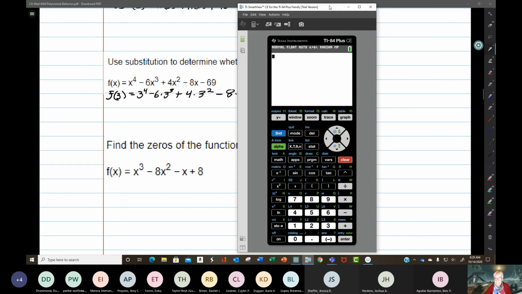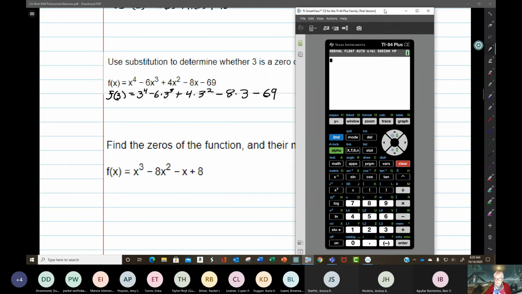Okay. We'll do it this way, and then I'll enlarge it. So 3 caret 4, right arrow key, minus 6 times 3 caret 3. Again, right arrow key to come down.